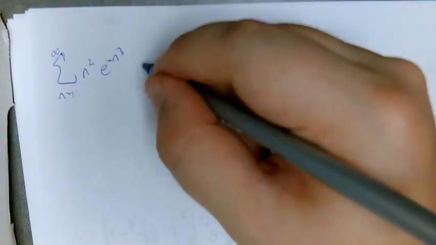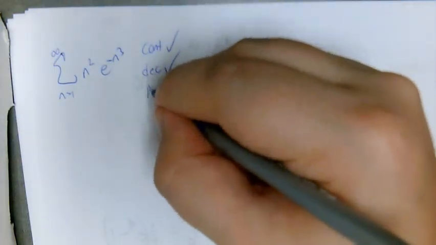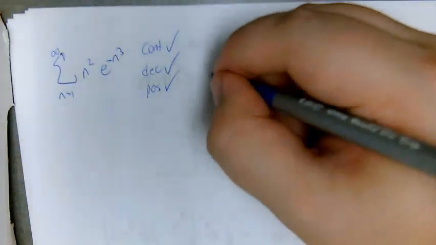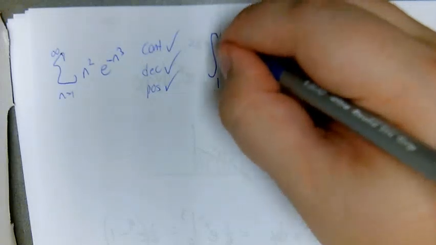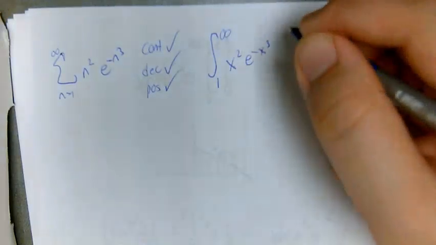So let's see here. We need to make sure we're continuous. Well, this is a continuous function, so that's okay. Are we decreasing? Well, technically this e to the n cubed, I could write that on the denominator by getting rid of my negative here, and e to the n cubed grows way faster than n squared, so that's true. And then, are we positive? Well, exponential functions are positive, squares are positive, so we're all good. That means instead I'm going to do the integral from 1 to infinity of x squared e to the negative x cubed.